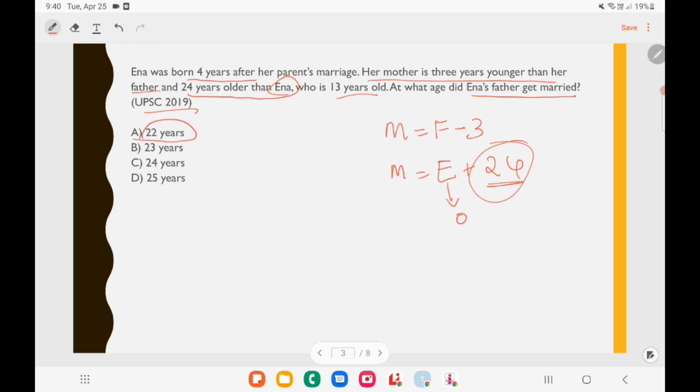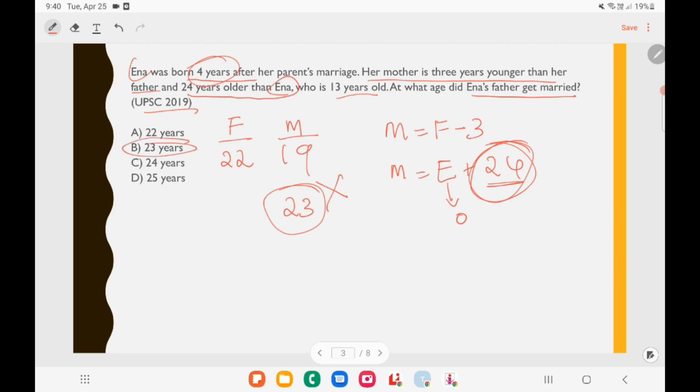That means her father got married at the age of 22. So father's age at marriage is 22 and mother's age at marriage is 19, right? Because mother is 3 years younger than her father. And Ina was born 4 years after their parents' marriage. That means mother would have been 23. But from the question itself, we got that mother is 24 at the age of Ina's birth. So this is wrong. Now just put the second option.